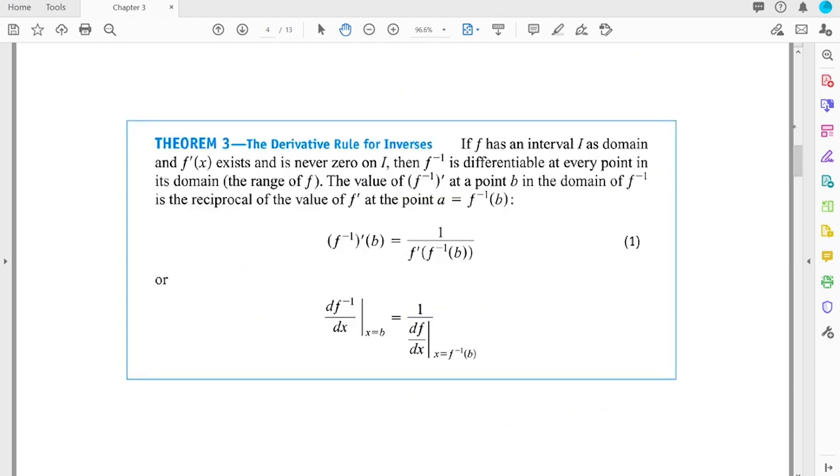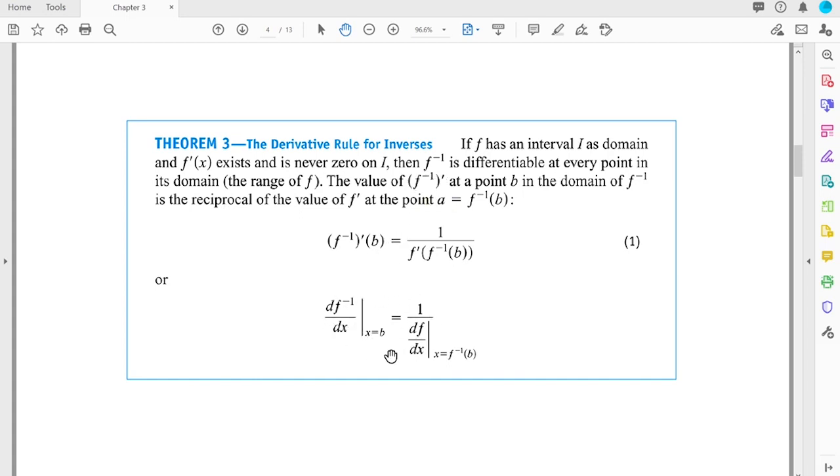By using this fact, we can derive this theorem, which tells us the formula, the derivative rule for inverses. If f has an interval I as a domain and f prime exists and is never 0 (if it's 0, then we cannot use this formula because we have to divide by f prime, the derivative), then f inverse is differentiable, and the derivative of the inverse function is this.